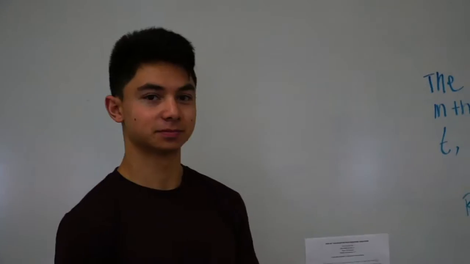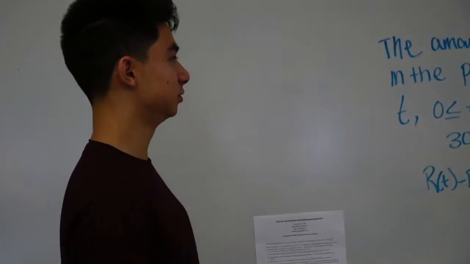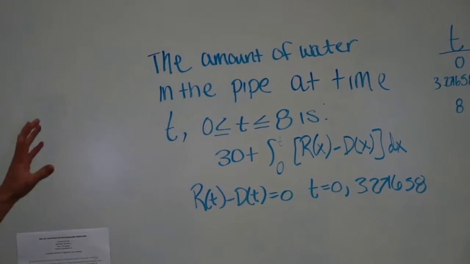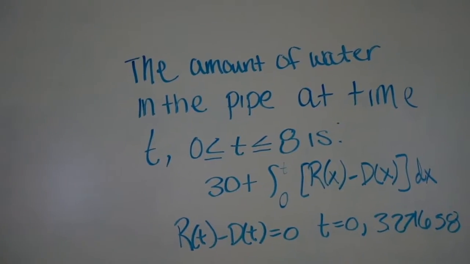At what time t on the interval 0 is less than or equal to t is less than or equal to 8 is the amount of water in the pipe at a minimum? Justify your answer. The first step of the problem is to find the equation that models the amount of water in the pipe at any given time t.